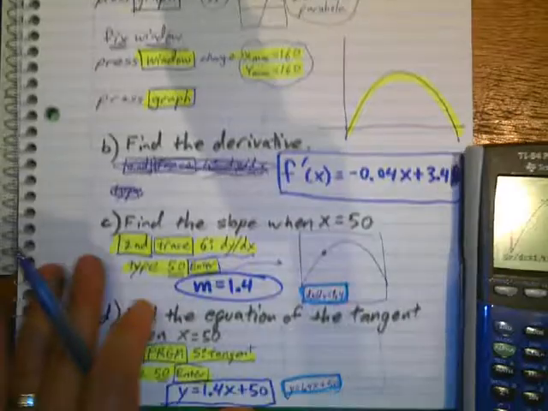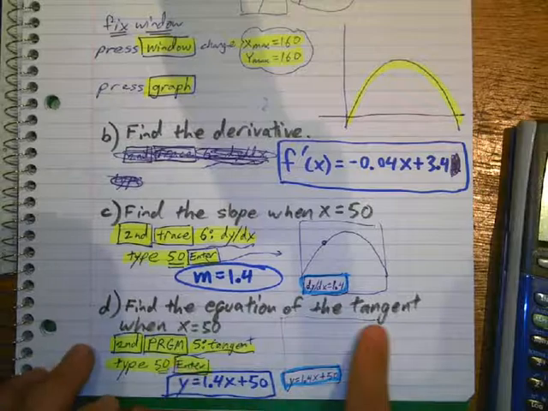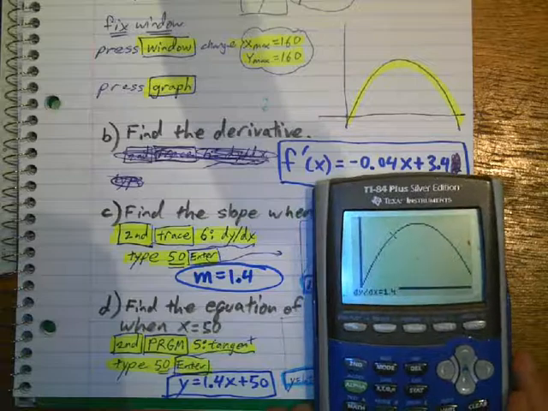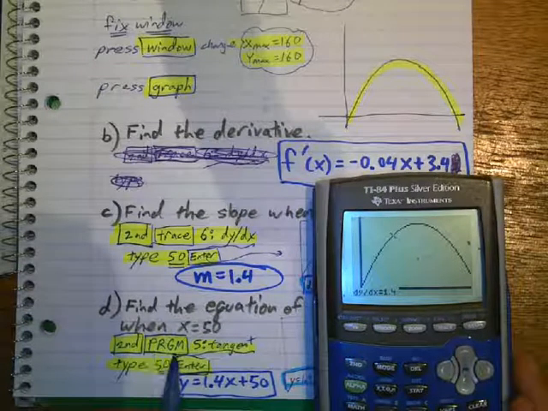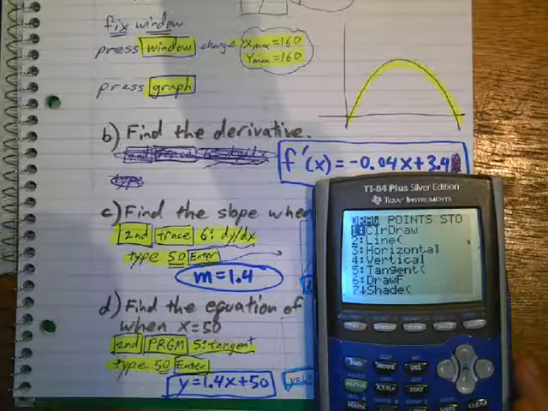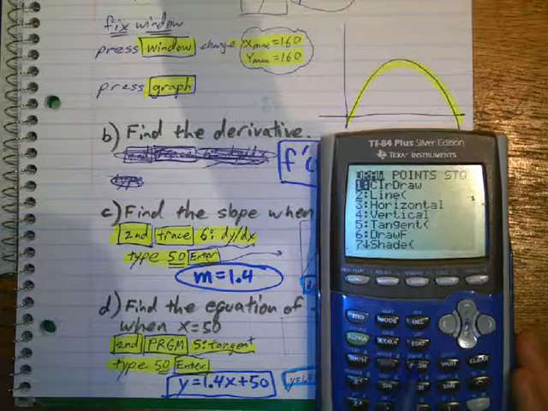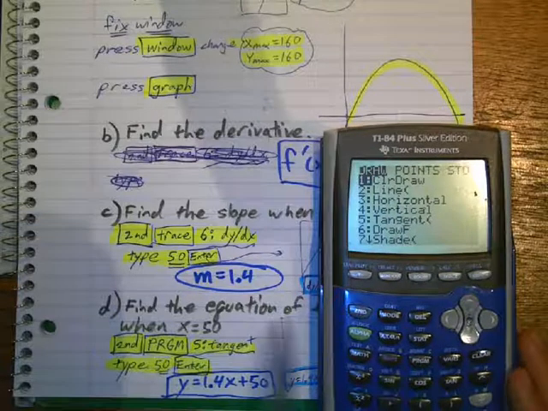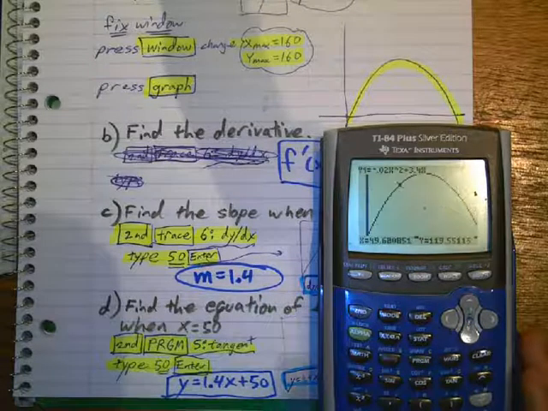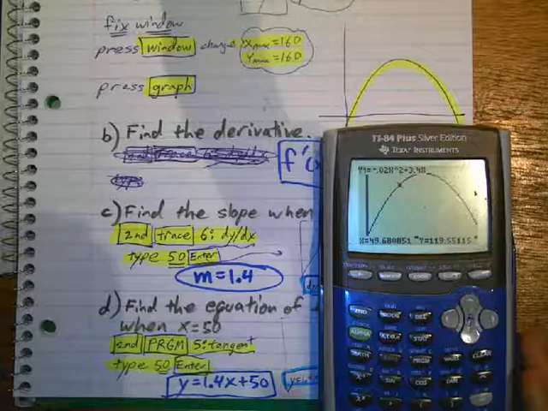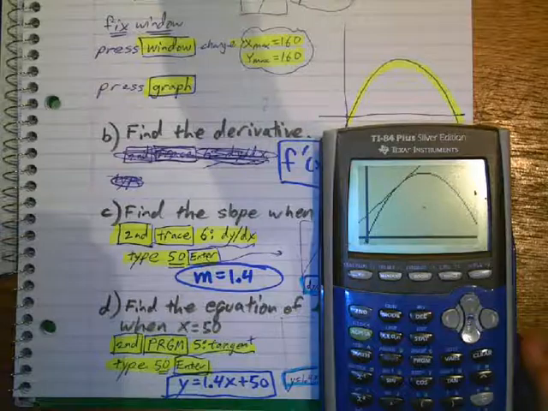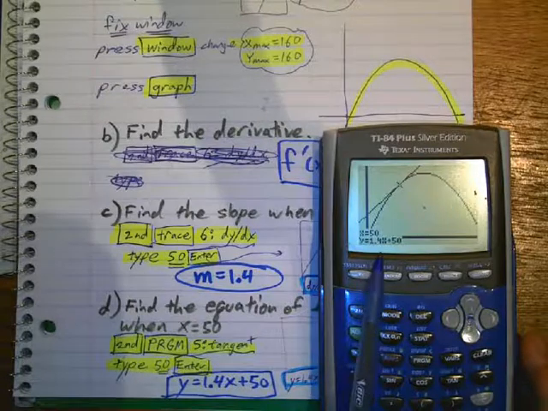Now the last part says find the equation of the tangent when x equals 50. So to figure out the equation of the tangent, I'm going to hit second PRGM, which is draw. It says right here in small print, draw. Okay, and then I'm going to go down to 5 where it says tangent. So I'm going to go down to 5, hit tangent or hit enter, and then once again I'm going to type 50 and press enter, and now it draws my tangent line, and it tells me the equation is 1.4x plus 50.